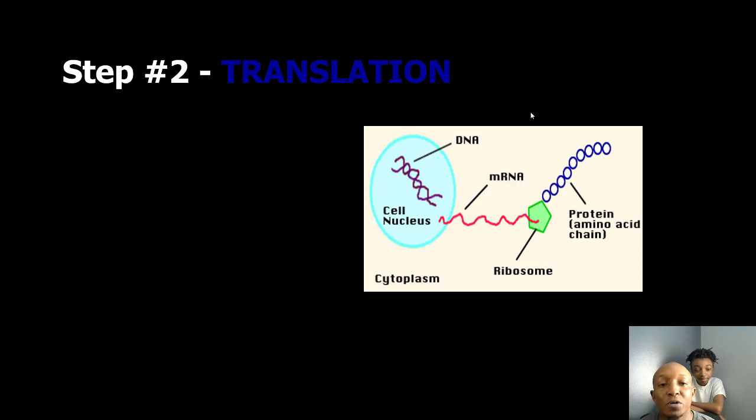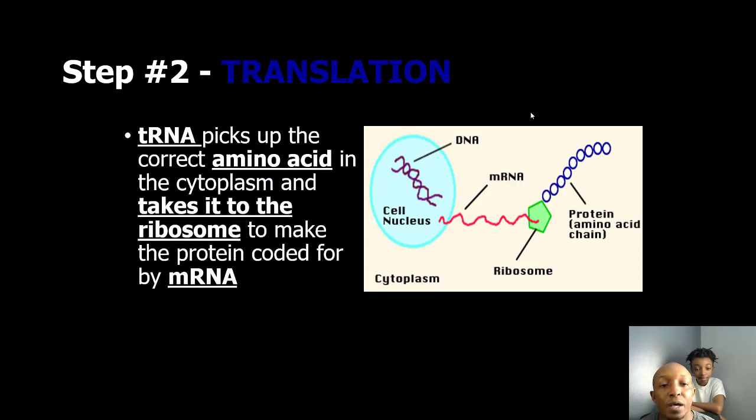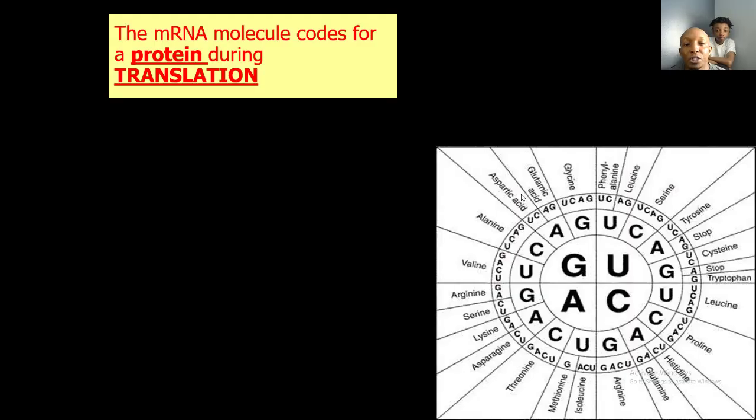So step two of protein synthesis is translation. And tRNA picks up the correct amino acid in the cytoplasm, and then it's going to take it to the ribosome to make the protein coded by mRNA. So if you notice, let's backtrack. We have the DNA in the nucleus. The DNA is transcribed by the mRNA. And the mRNA goes in the cytoplasm and attaches to the ribosome. And then we have tRNA that picks up an amino acid out of the cytoplasm and brings it back to the ribosome. The mRNA molecule codes for a protein during translation.